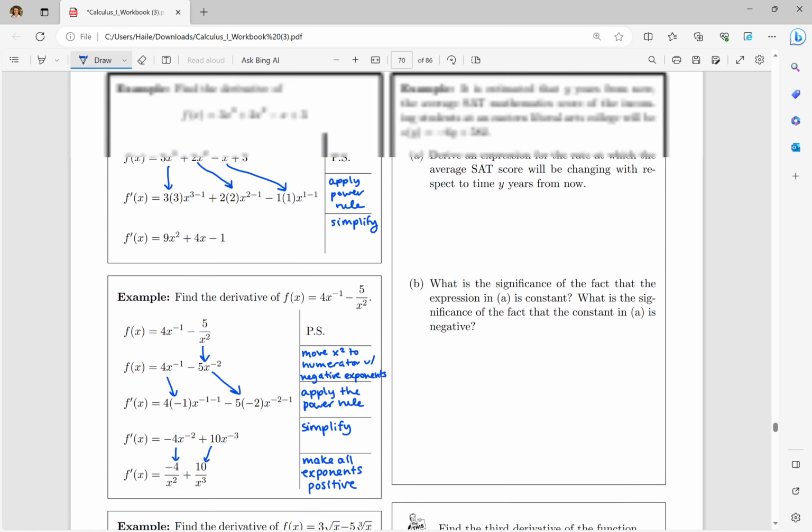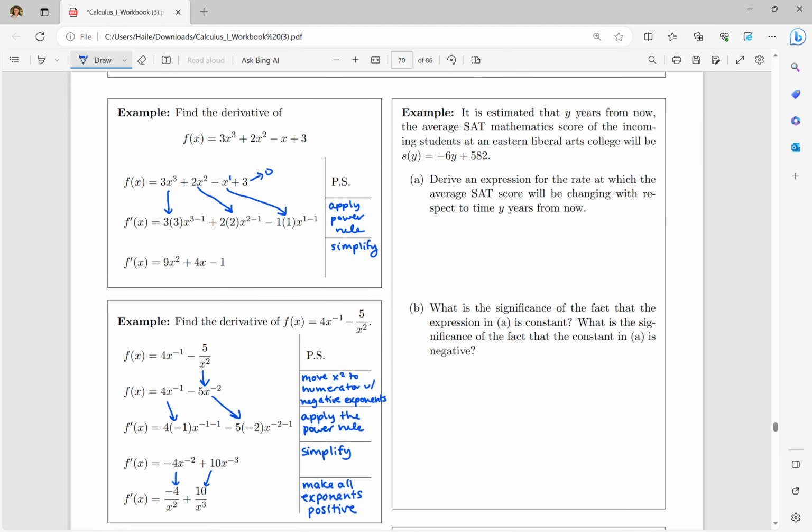Now let's try a little word problem. It's estimated that Y years from now, the average SAT mathematics score of the incoming students at an Eastern Liberal Arts college will be S of Y is equal to negative 6Y plus 582. So part A just says derive an expression for the rate at which the average SAT score will be changing with respect to time Y years from now.